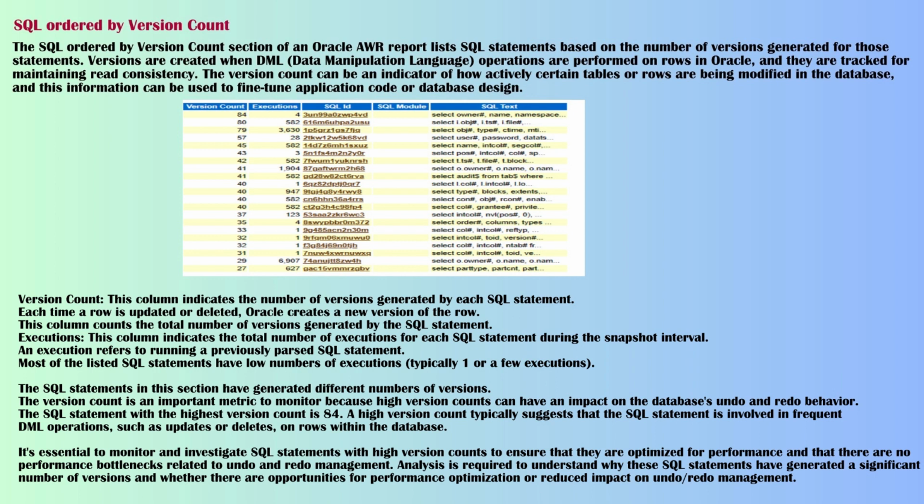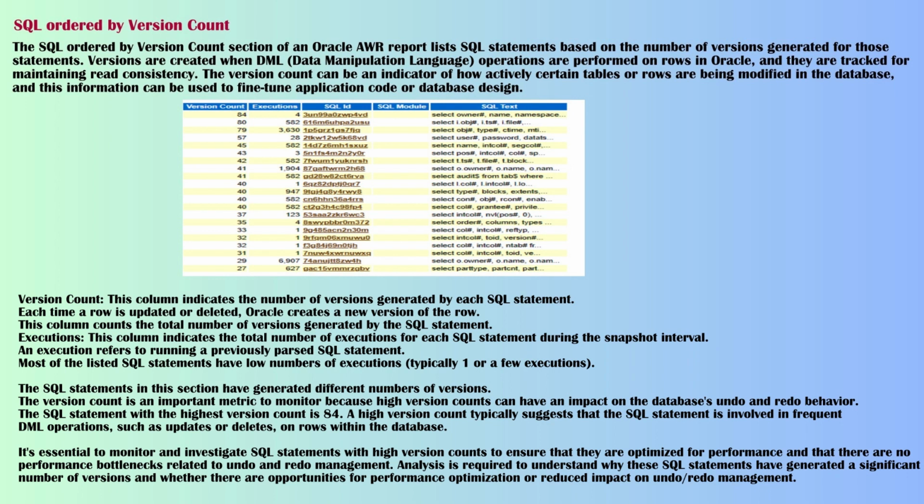Most of the listed SQL statements have low numbers of executions, typically one or a few executions. The SQL statements in this section have generated different numbers of versions. The version count is an important metric to monitor because high version counts can have an impact on the database's undo and redo behavior. The SQL statement with the highest version count is 84.